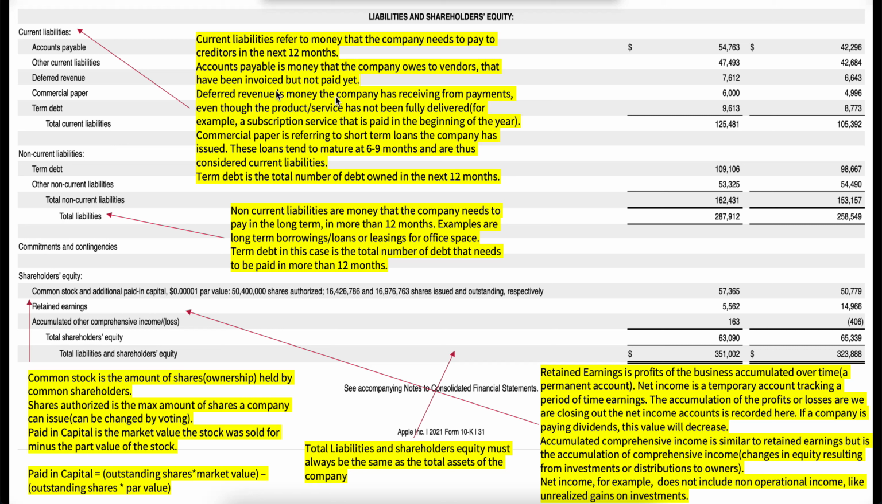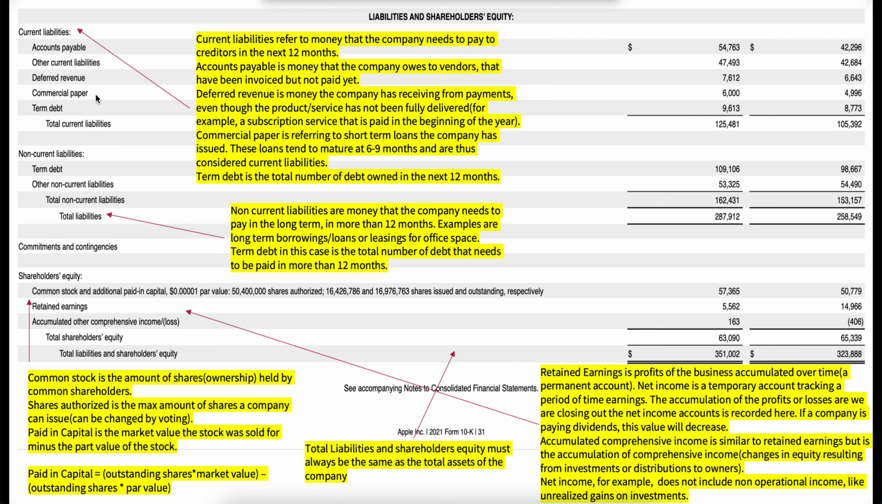Deferred revenue, as you can see it recorded here in this line, is money the company has received from payments, even though the product or service has not been fully delivered yet. For example, we may be selling a subscription service that is prepaid in the beginning of the year. This is deferred revenue because it has been paid, but it hasn't been fully fulfilled yet for our customer.